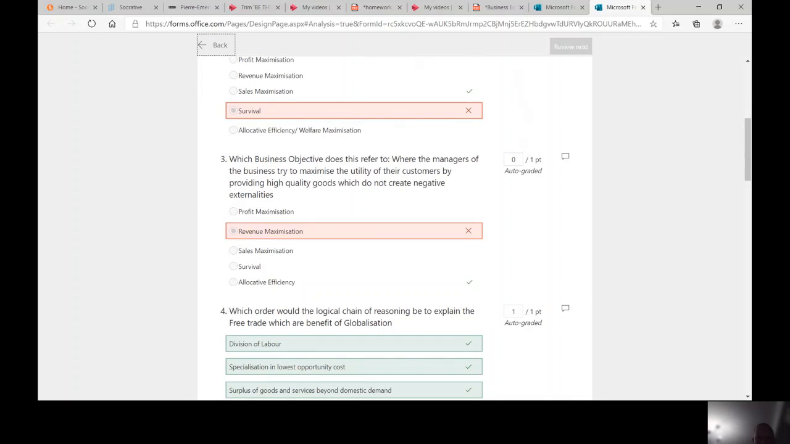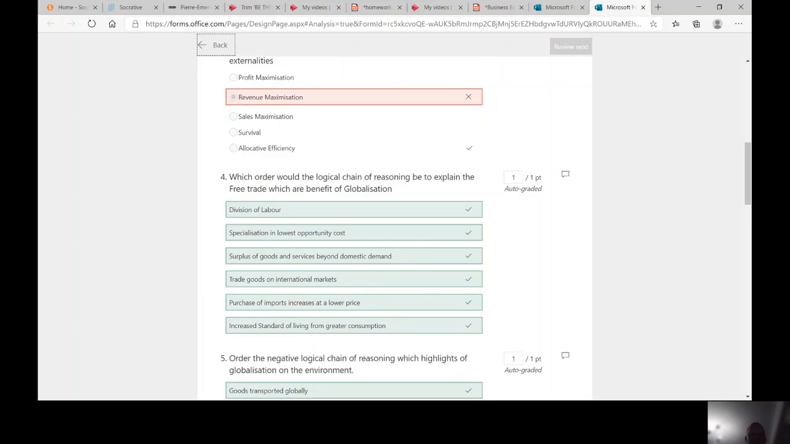Managers try to maximize the utility of their customers by providing higher quality goods, which don't create negative externalities. That would be allocative efficiency. So this isn't about creating value for themselves. This is about looking after their customers and giving them a good service.